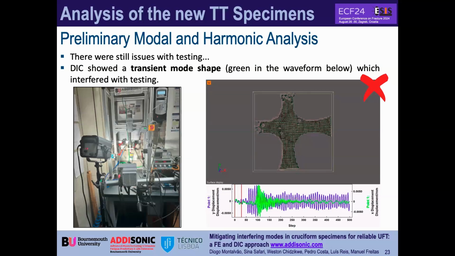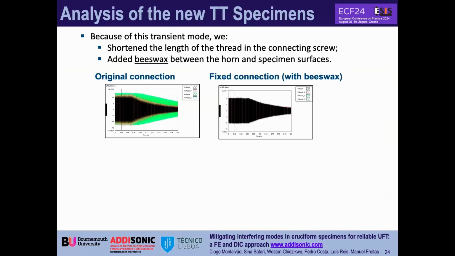When we go to the lab, other issues arise. In this case, the DIC shows the transient mode, which is represented here by the green color. When it appears, you can see there's a weird behavior of the specimen. It's a kind of dance. This is due to this transient mode. Again, it's not okay, so we need to do something else to improve this behavior. And I'm going to move on because I don't have time.